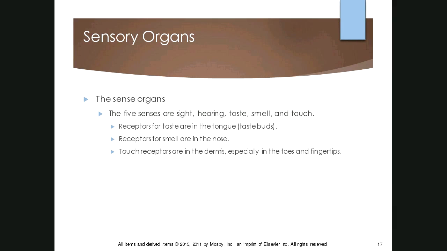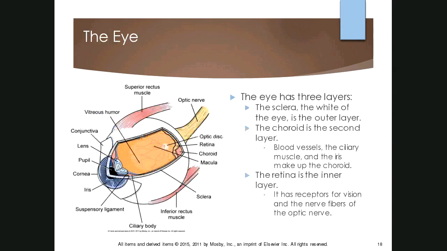Our sensory organs, we use the five senses of sight, hearing, taste, smell, and touch. The receptors for taste are in the tongue, the receptors for smell are in the nose, and touch receptors are in the dermis, especially the toes and the fingertips. The eye has three layers: the sclera, which is the white of the eye, the choroid is the second layer, and the retina is the inner layer.